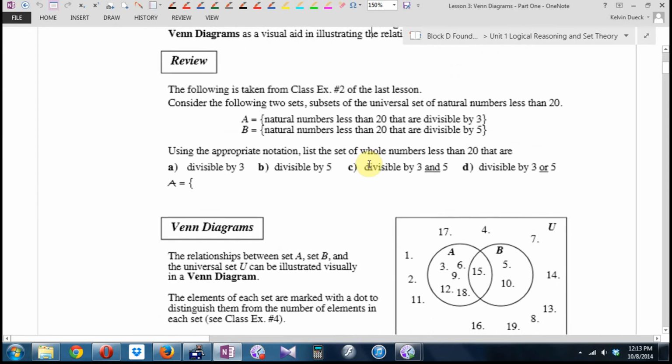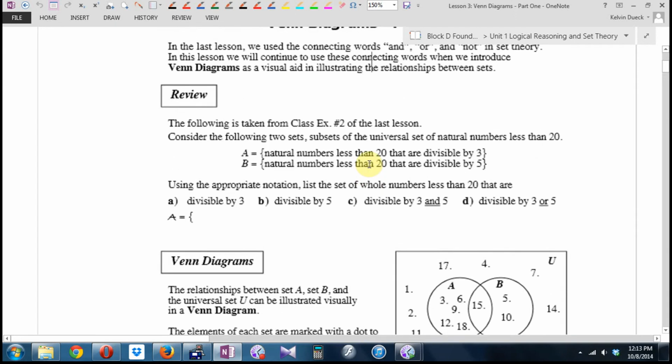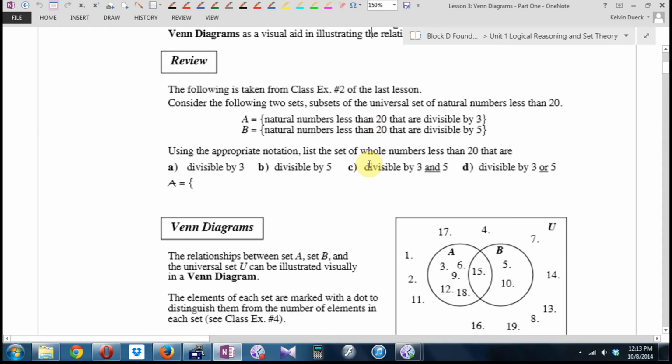So, review. Venn diagrams are a visual aid. The following is taken from example 2, last lesson. We said two groups. We have set A, all the natural numbers less than 20 divisible by 3: 3, 6, 9, 12, 15, 18. And set B, all the natural numbers less than 20 divisible by 5: 5, 10, 15.